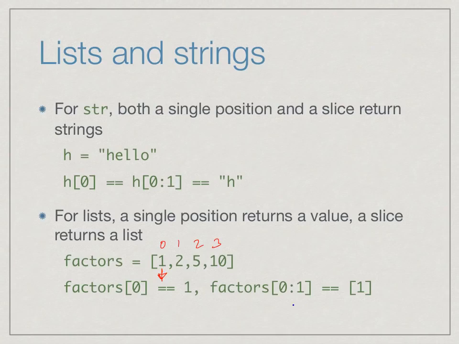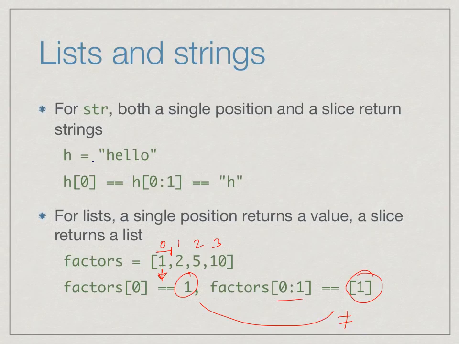On the other hand, if we take the slice from 0 up to and not including 1, then we get the sublist of factors of length 1 containing the value 1. So factors[0] is 1, factors[0:1], the slice, is also 1, but here we have a single value and here we have a list, and therefore these two things are not equal to each other.